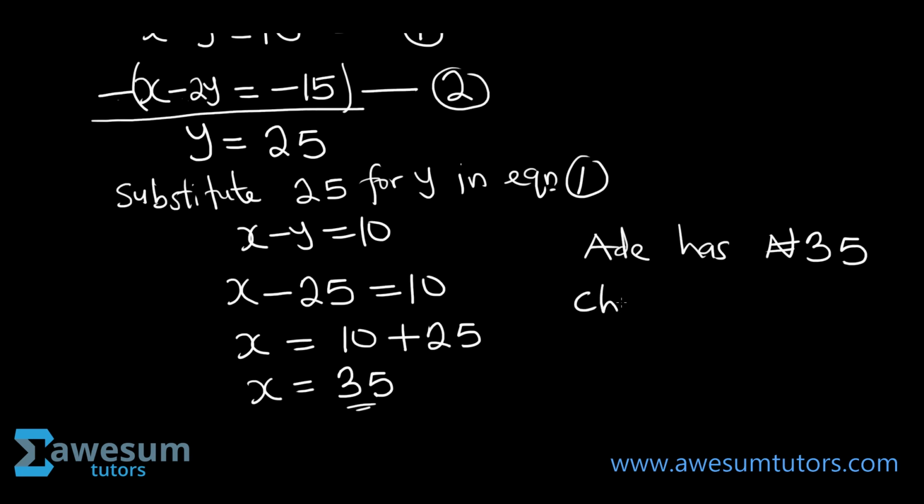Very good. And Chidi initially has, because we said Chidi should be Y, 25 naira. That is pretty easy, guys. Very good. I will encourage you to go over these solutions very well to ensure you understand how I was able to interpret the word problems into equations and thereafter solve the equations.